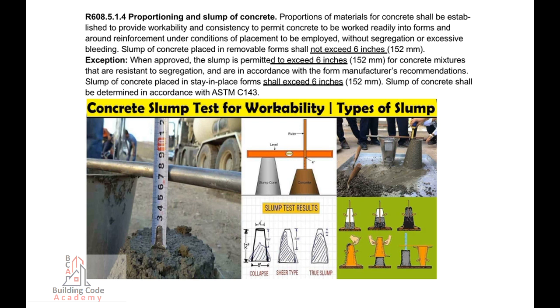Exception: when approved, the slump is permitted to exceed 6 inches, 152 millimeters for concrete mixtures that are resistant to segregation and are in accordance with the form manufacturer's recommendations. Slump of concrete placed in stay-in-place forms shall exceed 6 inches, 152 millimeters. Slump of concrete shall be determined in accordance with ASTM C143.